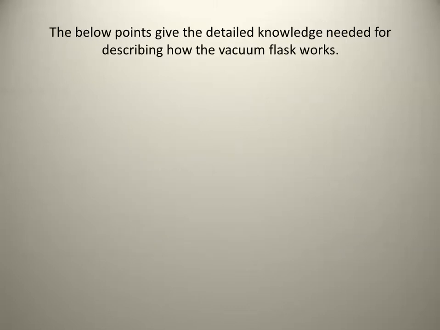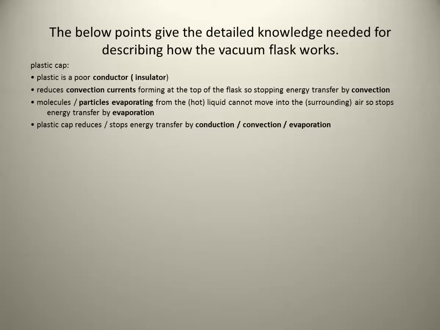Right, so here's a typical answer. Plastic cap. If you could write all of this, then you're definitely heading towards sort of A category. Plastic is a poor conductor, or plastic is an insulator. It stops convection forming at the top of the flask, and so stops energy transfer by convection. It also stops particles evaporating from the liquid, and evaporation, as we're well aware, causes cooling. The plastic cap also stops conduction. If you've got those key points in, then you've pretty much got the idea.